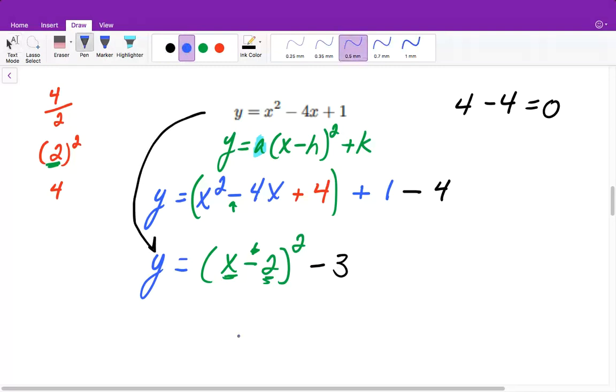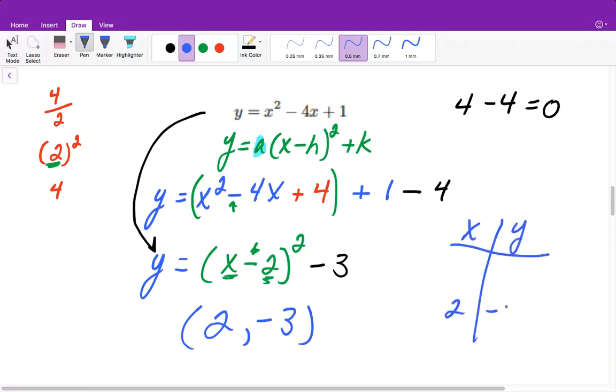And now we can easily find our vertex. So our x value, since it's minus h and it doesn't change, that means our x value was positive, so it's positive 2, and it's minus 3. So our vertex is (2, negative 3). And this will allow for us to quickly and easily graph. Because if we wanted to graph this, we would just start with our vertex at (2, negative 3), and then we can go ahead and subtract 2, so 1 and 0, and add 2, 3 and 4, and that will give us enough points to plot our graph.